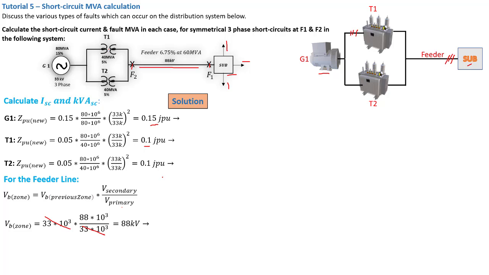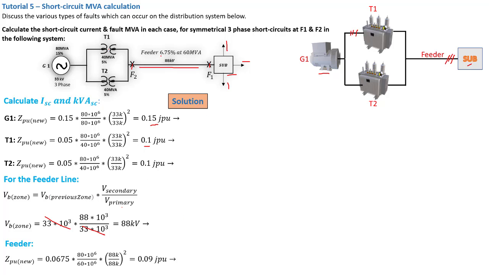But you might find a situation where the secondary of the transformer is different, and the zone voltage is also different. So you need to apply this formula so you can get the correct zone voltage. Those kinds of traps are usually placed in exam problems, because they want to know if you understand these things. Now we know the voltage zone of our feeder, so we can go ahead and calculate the per unit value of our feeder.